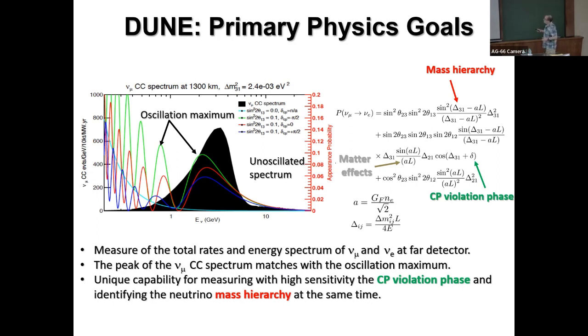This is something that you can review later, but this is the oscillation probability expressed in the different parameters at this length for nu mu to nu e, and you are going to have here the mass hierarchy, the CP violation, but this is something that you can review later.